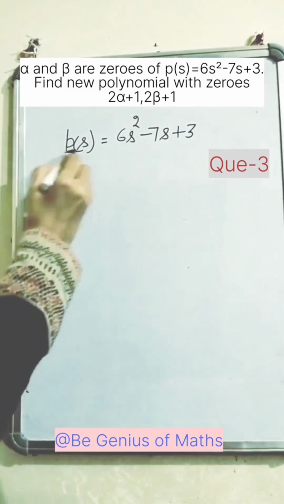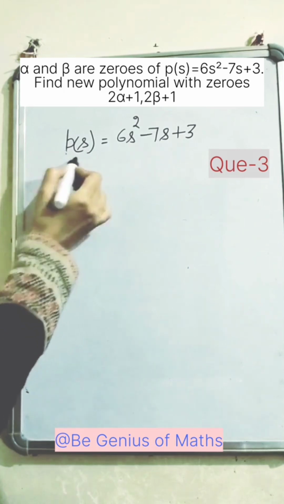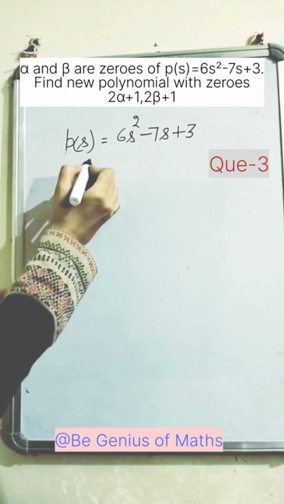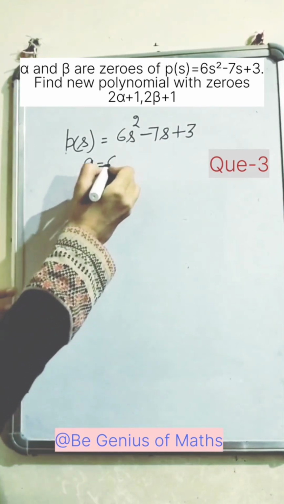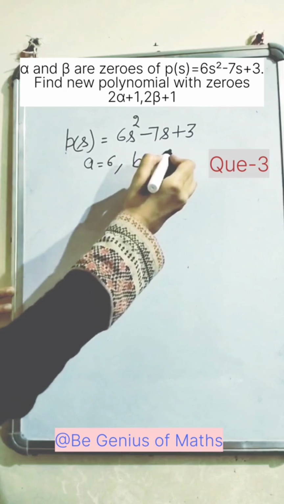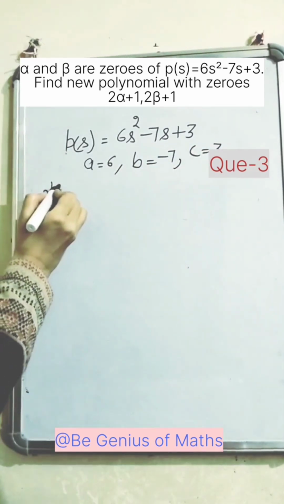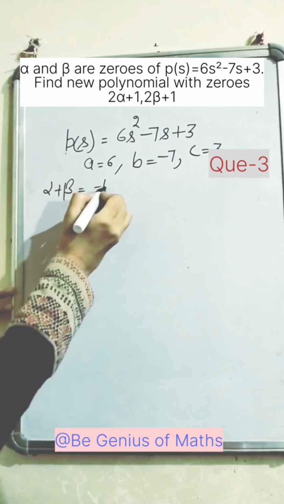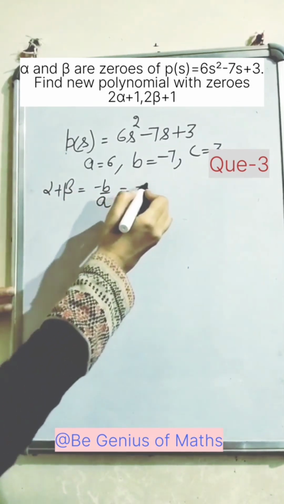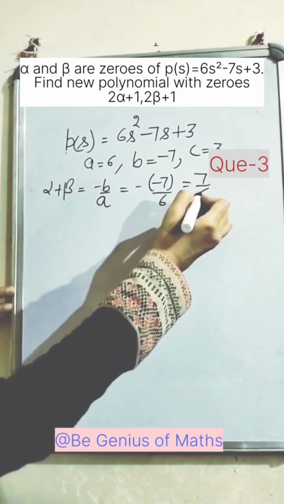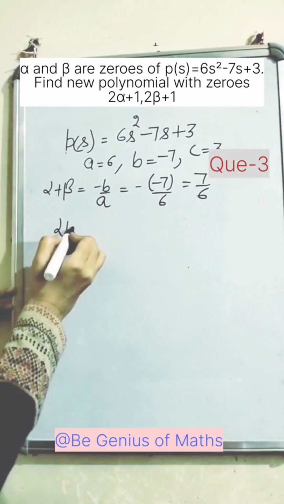Next question is, now same steps. What is the first step? Find the coefficients. Write the coefficients. A is the coefficient of s square, B is the coefficient of s, and C is the constant term. Now next step, find alpha plus beta. Minus b by a, minus b is minus 7, a is this. Next step, alpha into beta.